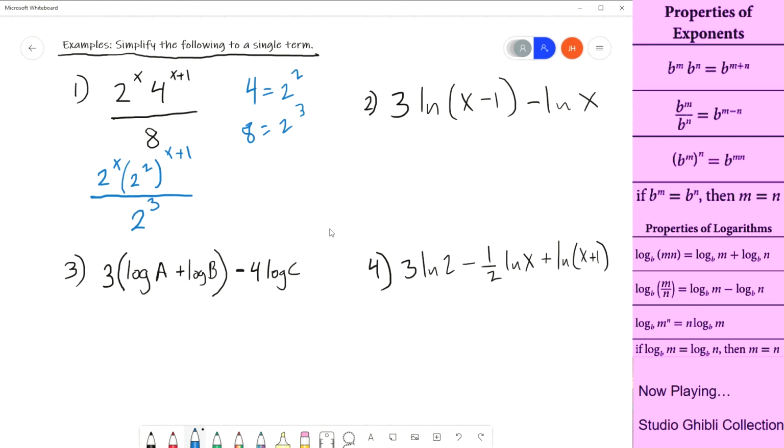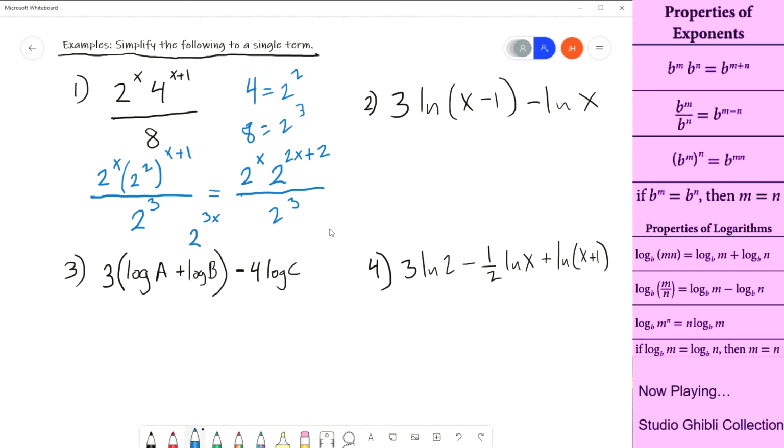Now by using my exponent properties, the power of a power, I can see that this power of 2 and this power of x plus 1 will multiply each other. So I would get 2 to the x times 2 times x plus 1 is 2x plus 2, all over 2 to the third. When I simplify this further, exponentials which multiply by my properties will add. So that would give me 2 to the x plus 2x is 3x plus 2.